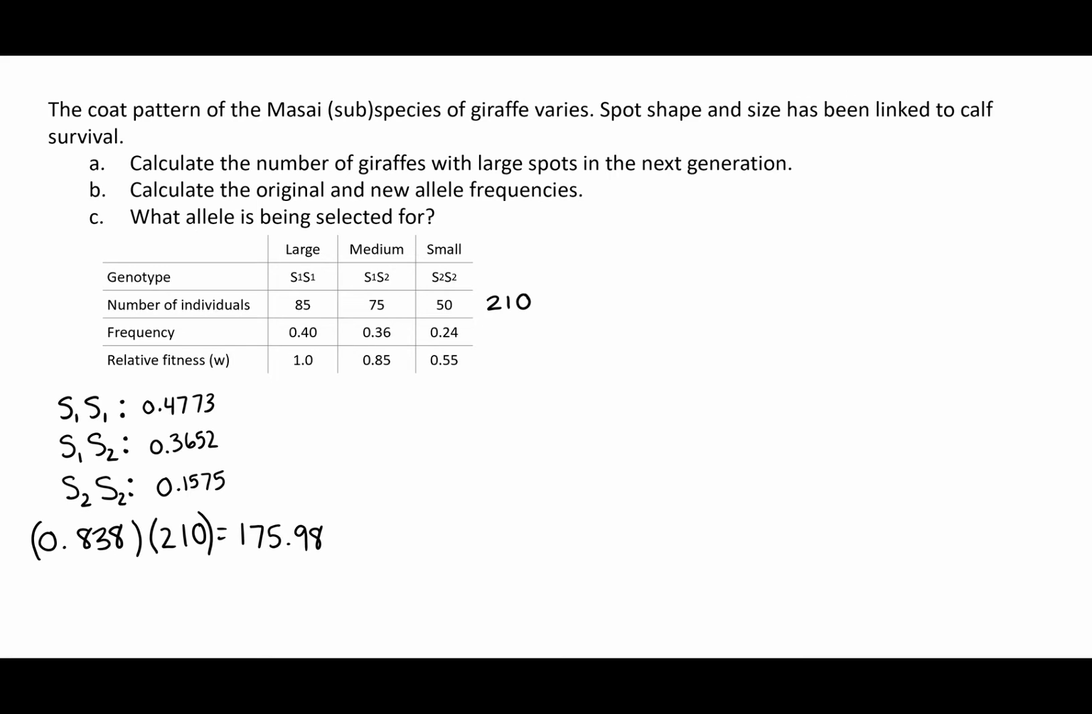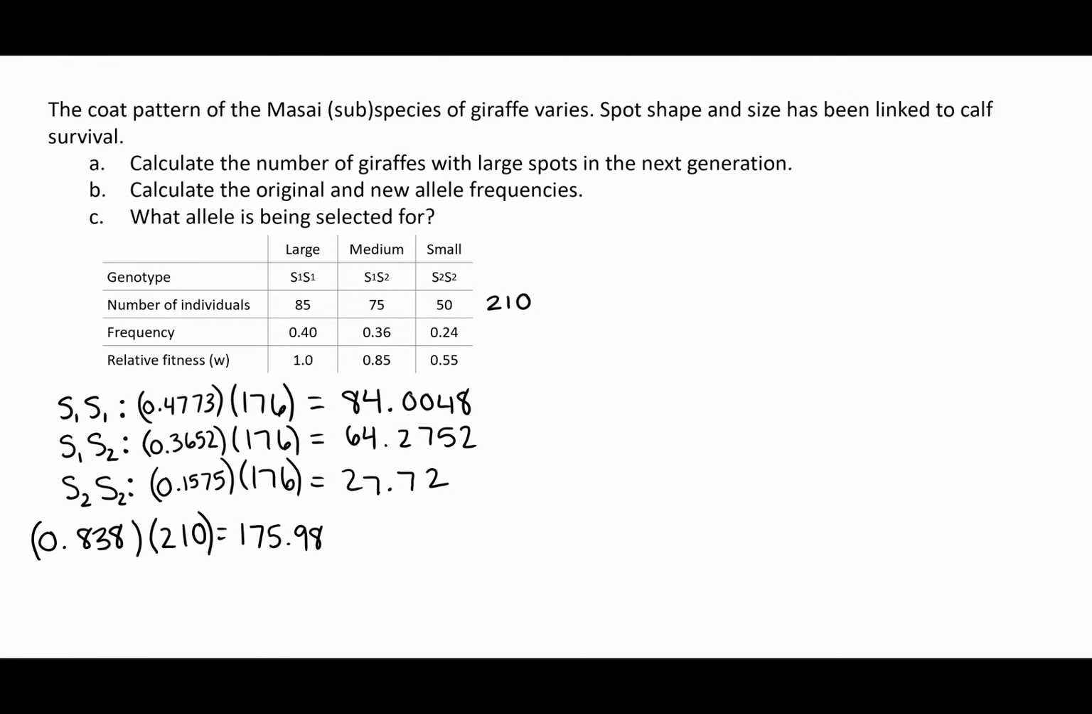And that gives us around 176. So we're going to multiply those three numbers by 176 to get the number of individuals in each category. So we get a bunch of numbers with decimals, which isn't good because we can't have a decimal amount of a giraffe, so we just cut those off. And we end up with 84 large, 64 medium, and 27 small giraffes in our population, which adds up to 175. So 84 is our new number of large spotted giraffes.